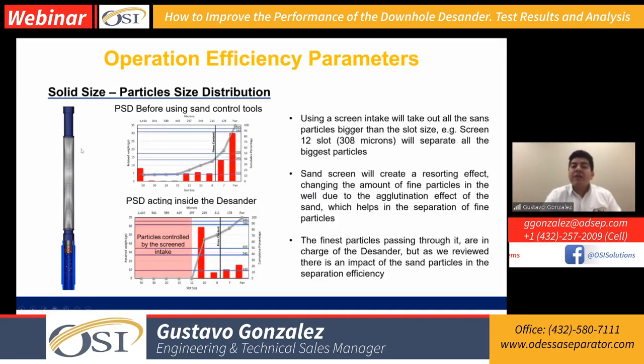And this is kind of a combination, or a schematic, of what we discussed before, using in this case a 12 slot that is almost equal to 308 microns. We were able to separate a good portion of the sand, and we were able to change the particle size distribution. In this case, one of the things that we did is just playing with the velocities internally.